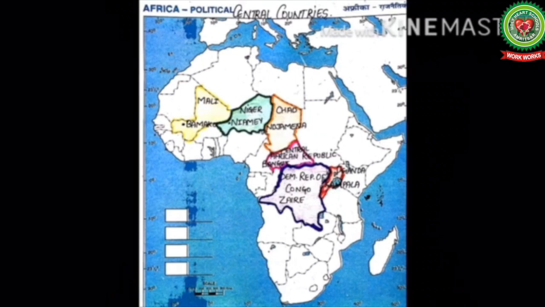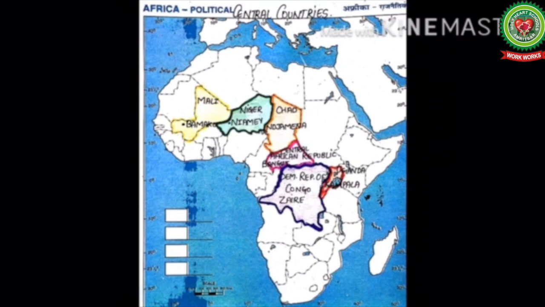The next country is Niger and its capital is Niamey. Niger is considered one of the hottest nations in the world. It is also known as the frying pan of the world. The next country is Chad and its capital is N'Djamena. Chad gained independence from France in 1960. It is the largest of 16 landlocked countries in Africa.